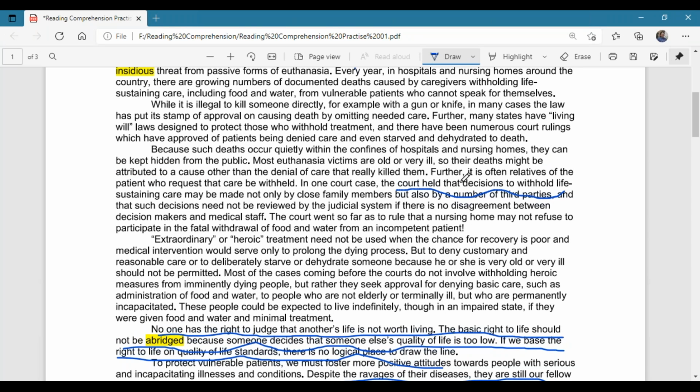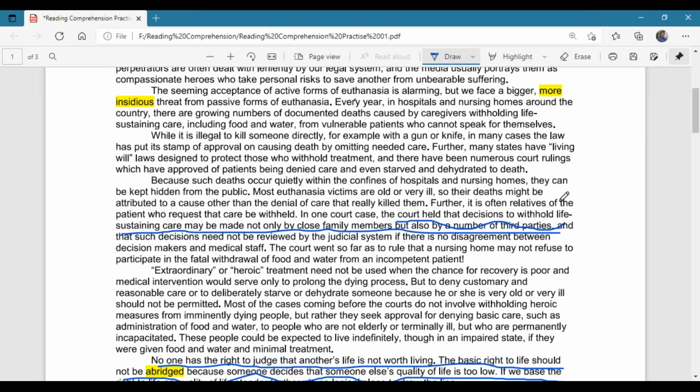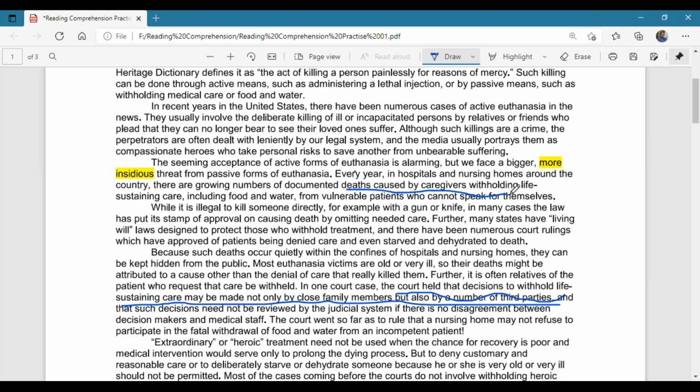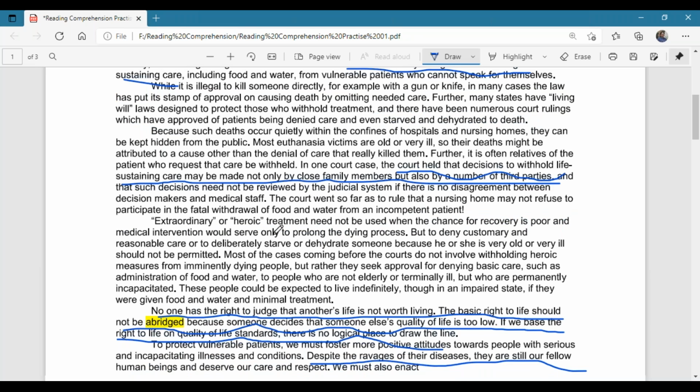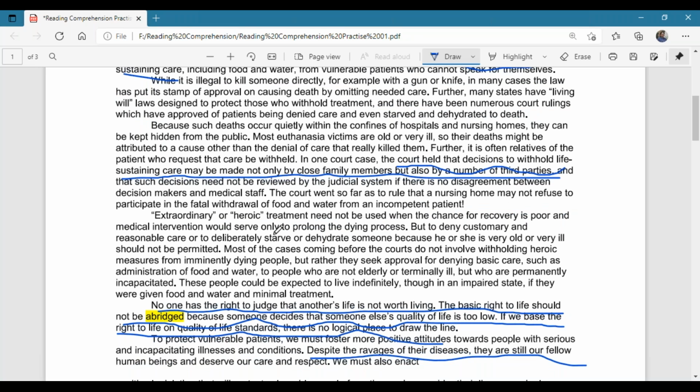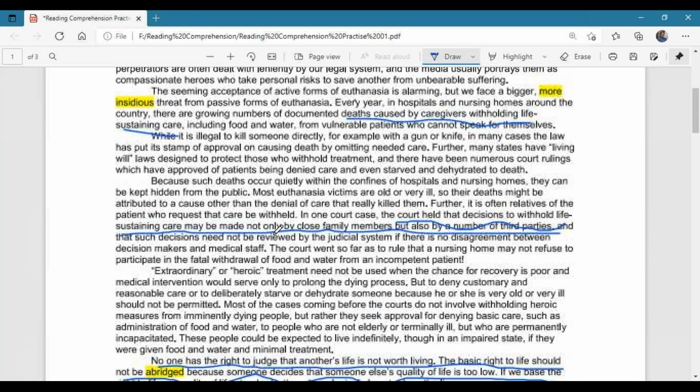The court held decisions to withhold care, life sustaining care, may be made not only by close family members but also by a number of third parties. Okay, death by withholding care: documents death caused by caregivers withholding life sustaining care. Just try to understand from these points that he means to say death by withholding care is being offered by many means, and particularly death by withholding life sustaining care may be made not only by close family members. That means to say often requested by the family members.